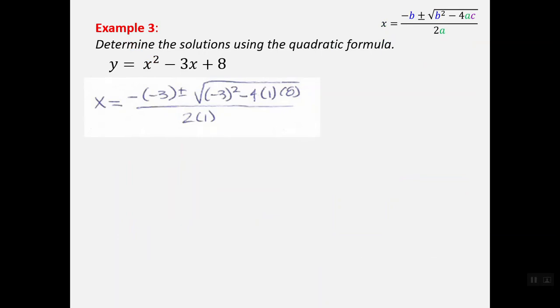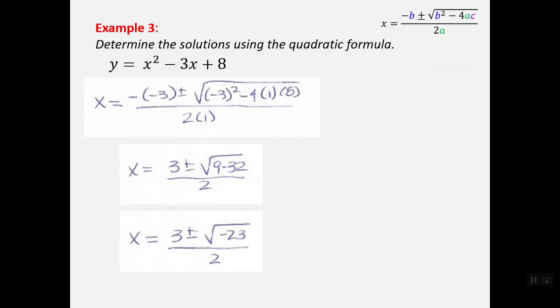When I go to simplify it, I'm going to rewrite it. The opposite of -3 is +3. When I do -3 squared, I get 9. -4 times 1 times 8 is -32. And 2 times 1 is 2. Next step is to do that subtraction under the radical. We get 3 plus or minus the square root of -23 over 2.